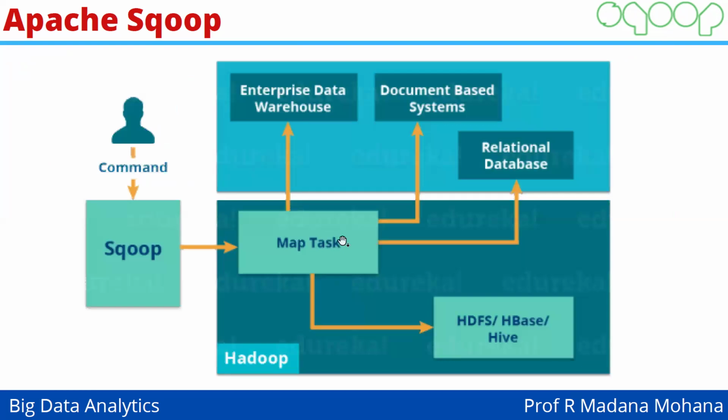This is the sample architecture of Apache Sqoop, again taken from an Edureka tutorial. Here, a Sqoop user provides a command, then this is the Hadoop environment, which consists of map tasks, HDFS, HBase, Hive. Then the data comes from the enterprise data warehouse, document-based systems, relational databases, and various other databases.